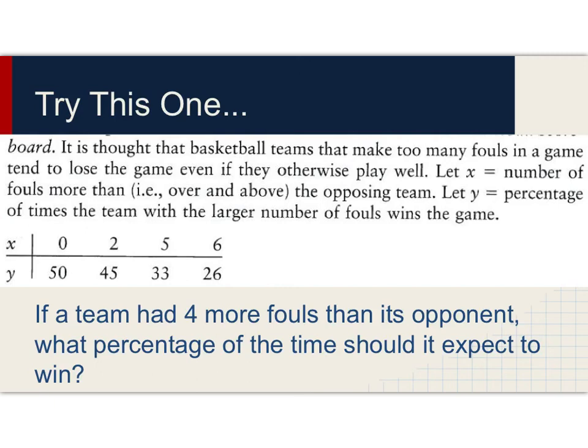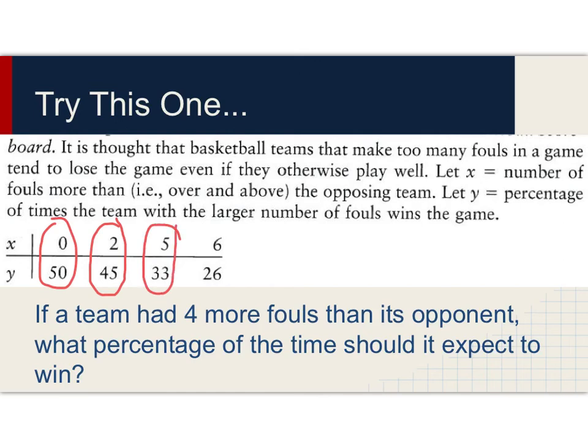have set Y as the percentage of times that the team with the large number of fouls is winning the game. Logically enough, if you and your opponent have fouled the same number of times, you've got a 50-50 chance of winning the game. If you have fouled twice more than your opponent, your probability of winning has fallen to 45%.